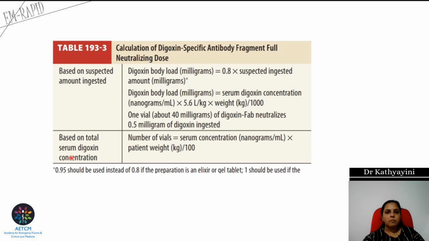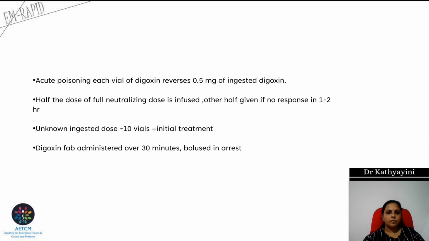Another formula, based on the total serum digoxin concentration: number of vials equals serum concentration in nanogram per ml times patient weight in kilograms, divided by 100. So it is another formula for calculating how many vials are required. For acute poisoning reversal, each vial reverses 0.5 milligram of ingested digoxin, and half the calculated dose will be initially infused.